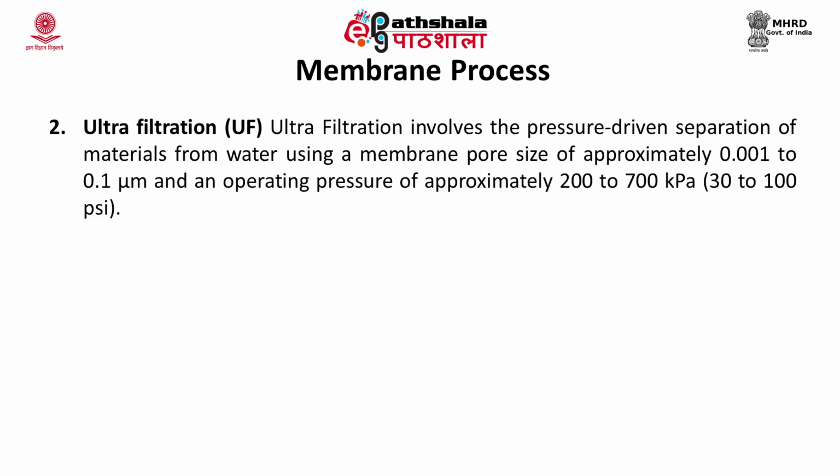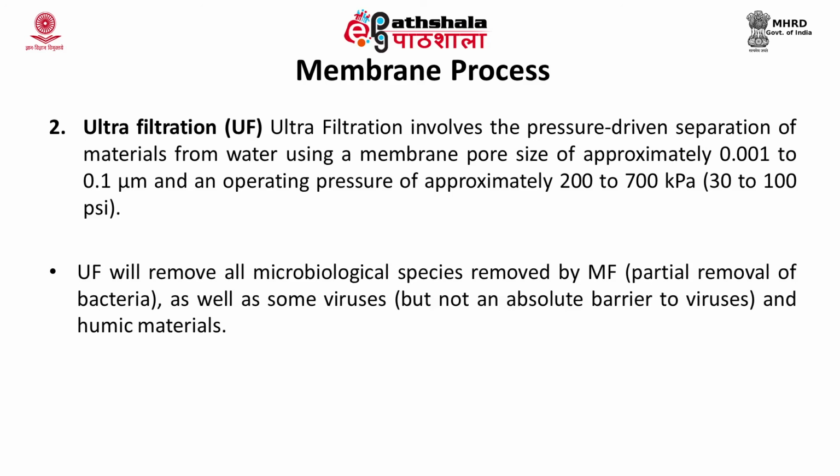The other membrane filtration process is ultrafiltration, which is also a pressure driven separation of the material across the membrane. The pore size in the ultrafiltration process is in the range of 0.001 to 0.1 micron, and the operating pressure is in the range of 200 to 700 kilopascal. The ultrafiltration process will remove all the microbiological species, but some of the viruses and the humic material are not separated. Disinfection can provide a second barrier to contamination, and therefore, it is recommended for drinking water.